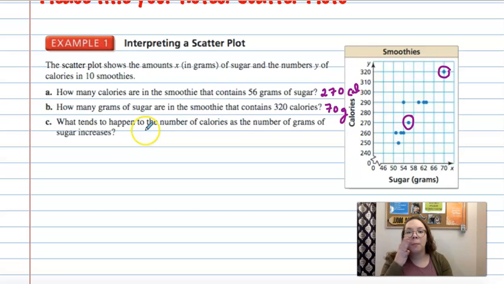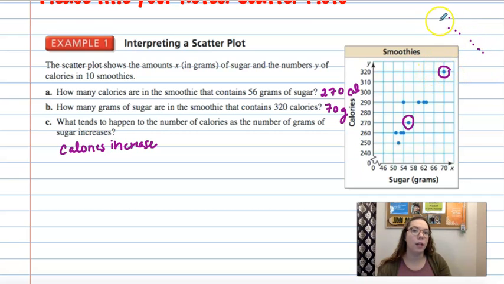What tends to happen to the number of calories as the number of grams in sugar increases? So if we kind of look from left to right, we're going up. So if sugar is increasing, that means calories increase as well. So if it's going up from left to right, they're both increasing. If it was going down, if it was negative, you would say as sugar increases, calories decrease. So the first one will always be increasing, whatever your x term is, and then the y-axis label will be increasing if it's positive or decreasing if it's negative.